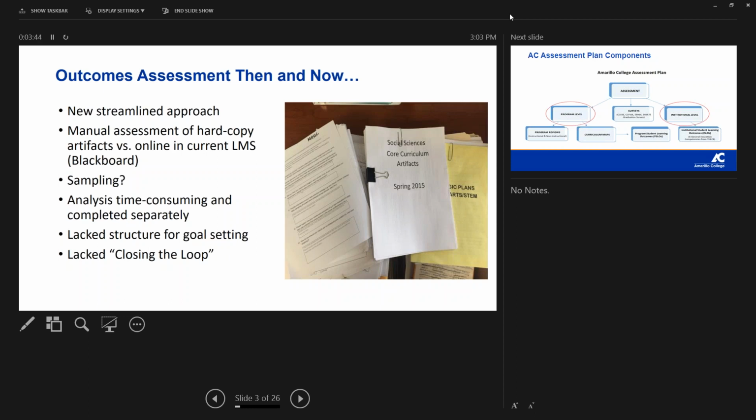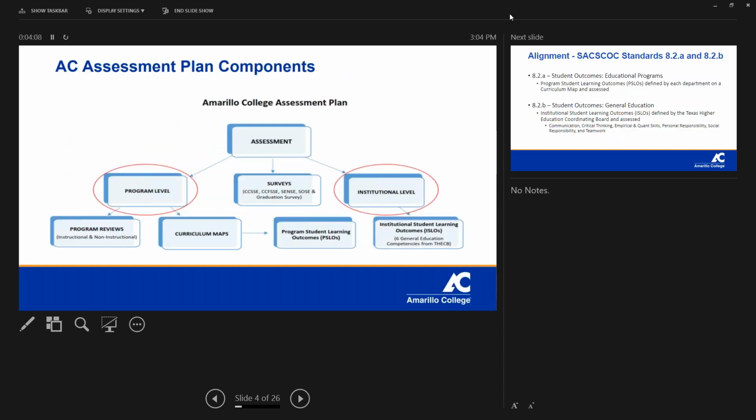The analysis was also time-consuming and completed separately, whereas with the Blackboard tool, this is completed within the outcomes assessment tool. We lacked a structure for goal setting and also lacked the ability to close the loop or have that second reassessment. So this has brought about much structure to our assessment cycle. We're able to assess several of our Amarillo College assessment plan components with this tool.